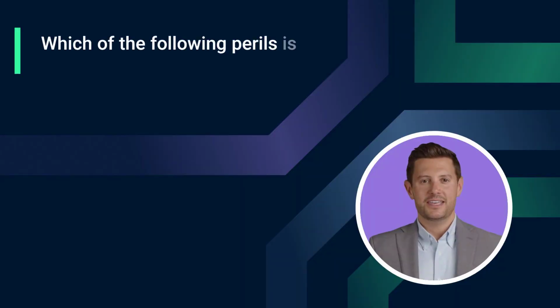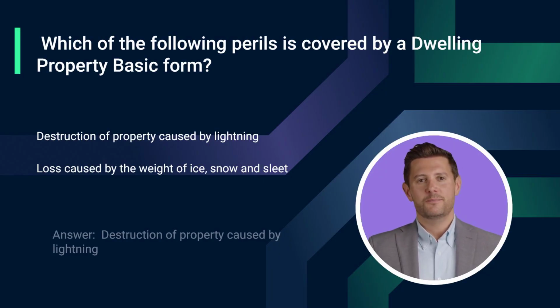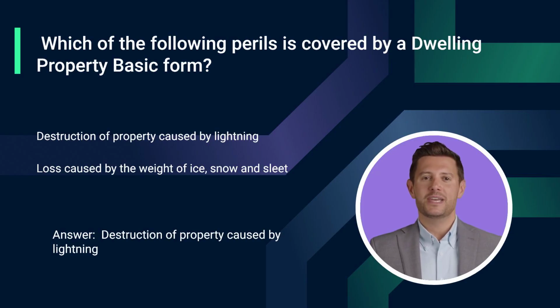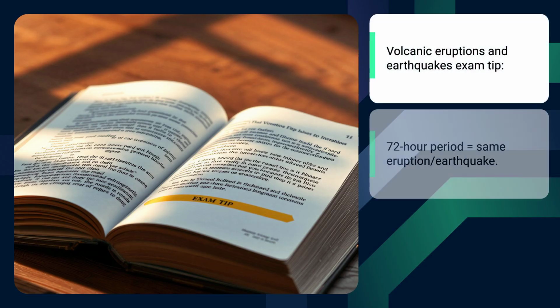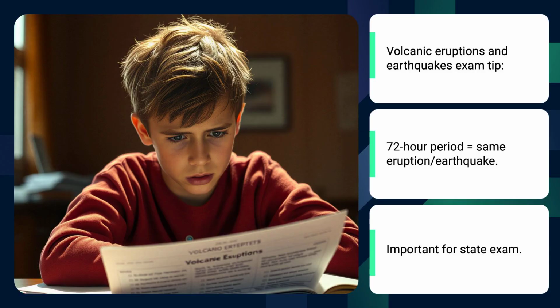Let's test your understanding. Which of the following perils is covered by a dwelling property basic form? Loss caused by the weight of ice, snow, and sleet? Or destruction of property caused by lightning? Or damage caused by a falling object? The answer is destruction of property caused by lightning. Exam tip: the fact that all volcanic eruptions or earthquakes that occur within a 72-hour period are considered the same eruption or earthquake is a quite common question to encounter on the state exam.